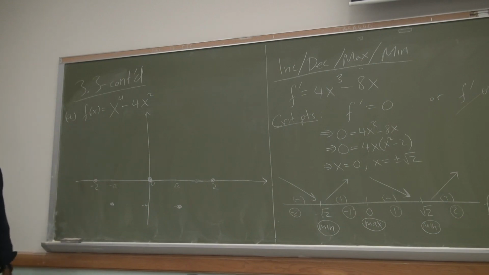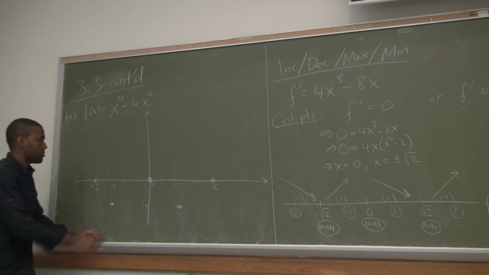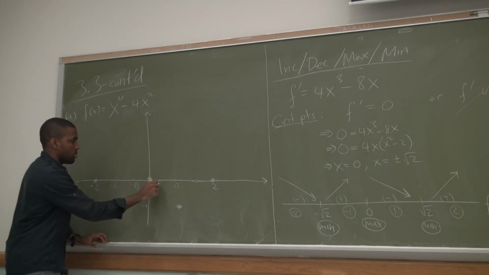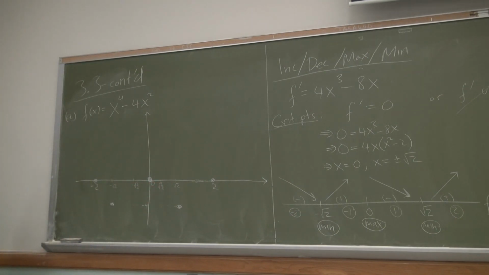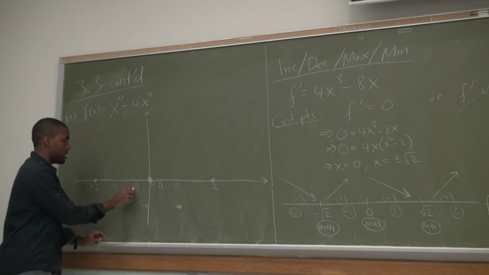Do I know where the inflections are? We also did that, right? It's positive or negative radical 2 over 3. Minus radical 2 over 3, positive radical 2 over 3. And the y values were minus 20 over 9, so they were very slightly negative.